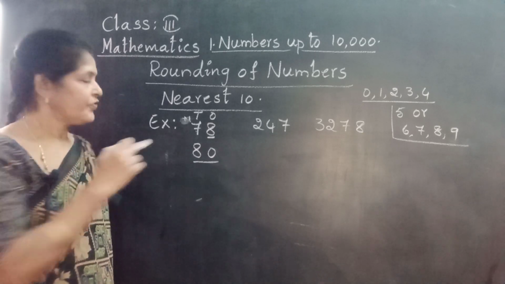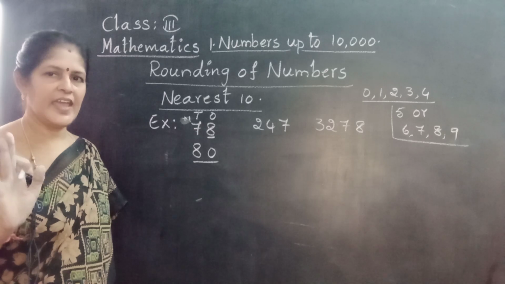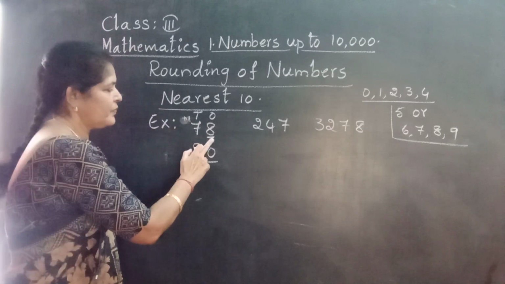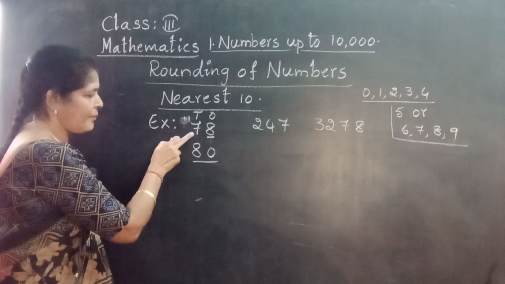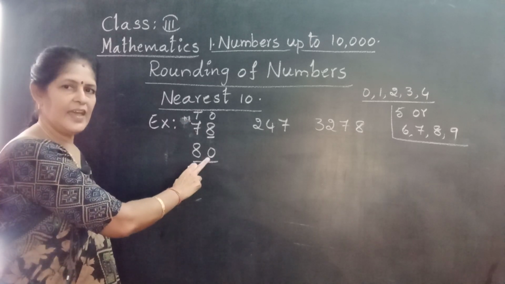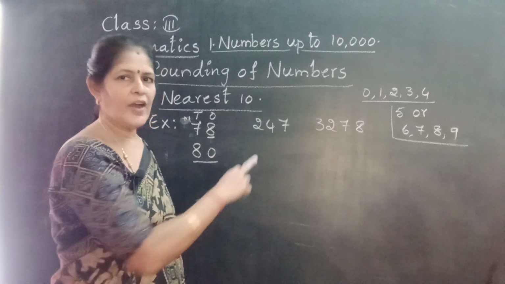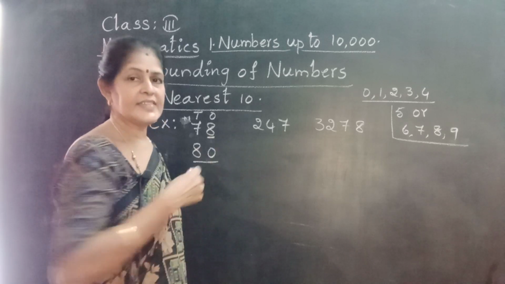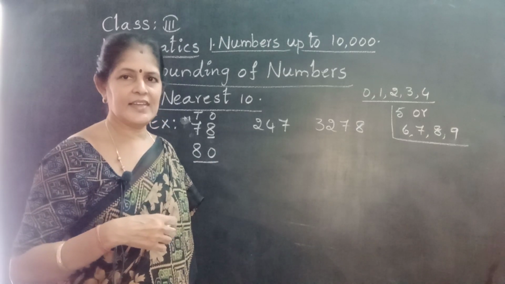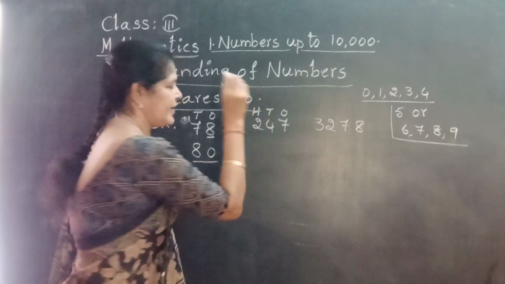Understood? If the ones place number is less than 5, no change. If the ones place number is 5 or more, add 1 to the tens place number and put 0 in the ones place. Now coming to the next number. Read it out. 247. Is it a 2-digit or 3-digit number? 3-digit. Ones place, tens place, hundreds place.